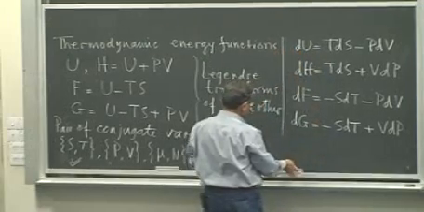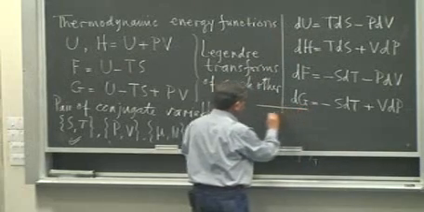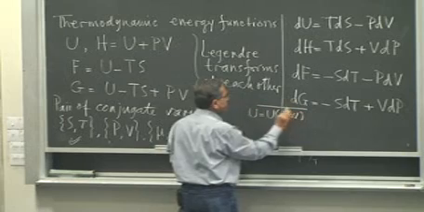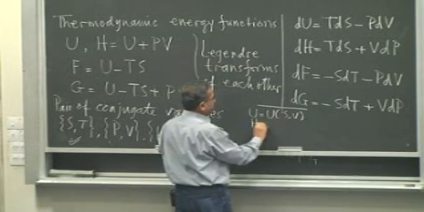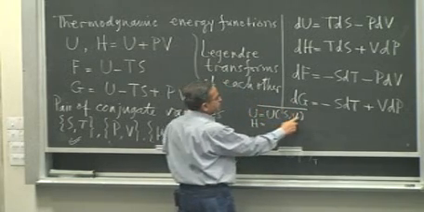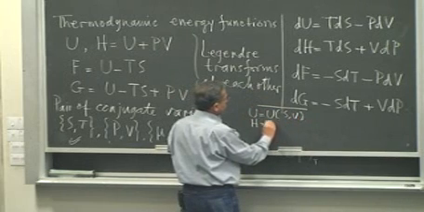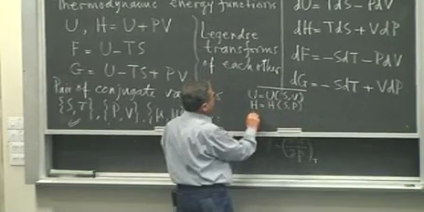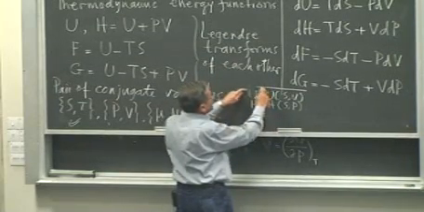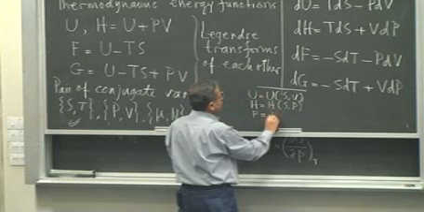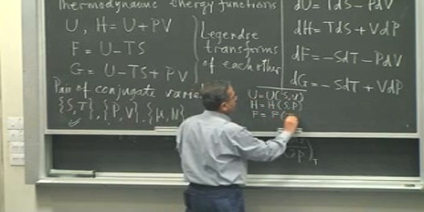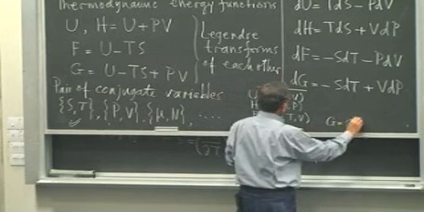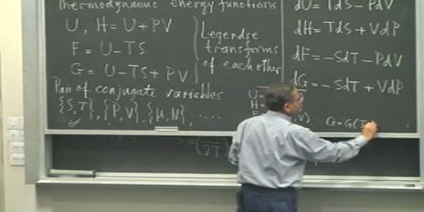provided we know from the beginning that I can write down these four general relations: U is a function of S and V, H is a transform of this in terms of change of V and P, so H is a function of S and P, and F is a transform of U with respect to S and T, so F is a function of T and V, and G is a function of T and P.